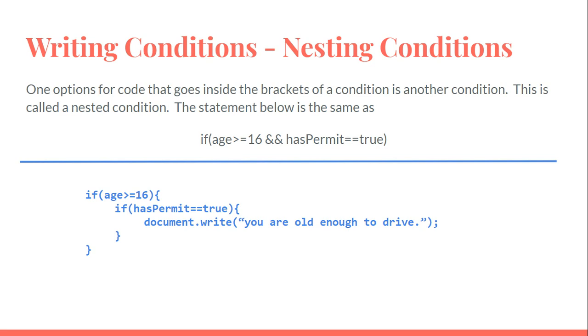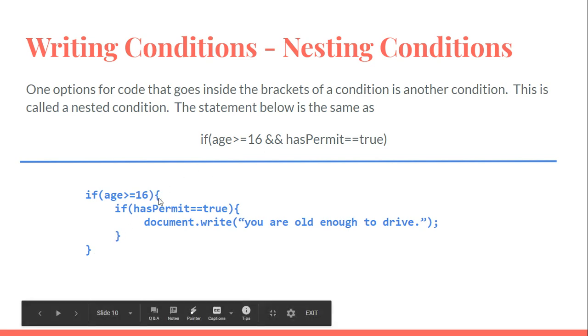So if we go back to the discussion we were having the other day, where we were talking about being able to drive, we can now say if age is greater than or equal to 16 and has permit equals true, that they're able to drive. But this doesn't give us a whole lot of information if one of these is false. We don't know whether they're under the age of 16 or if they don't have their permit. So in some cases, instead of using a compound condition, we use nested condition. Remember, I told you that inside these brackets of a condition, we can write any valid code.